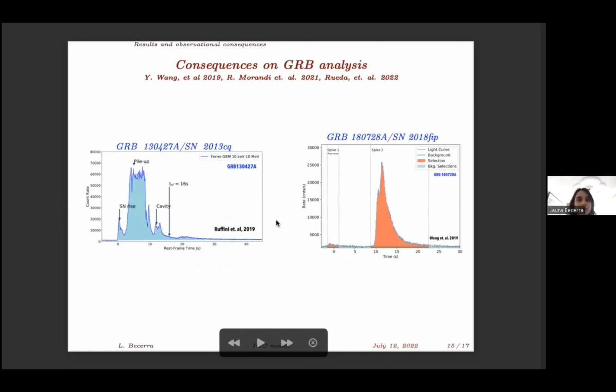And finally, we can relate some GRB observations. For example, here on the left, we have a GRB that has been classified as a binary driven hypernova of type 1. This means that in this case, we are going to have the collapse of the neutron star to a black hole. And here on the right, we have an example of a GRB from a binary driven hypernova of type 2, where as an outcome we are going to have two neutron stars.